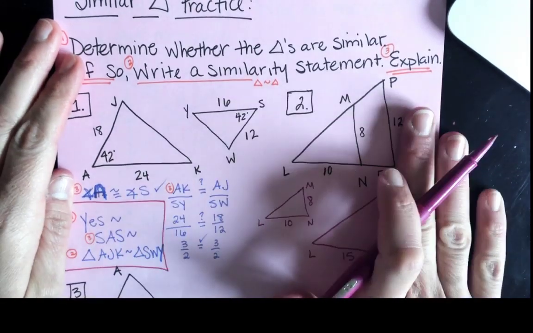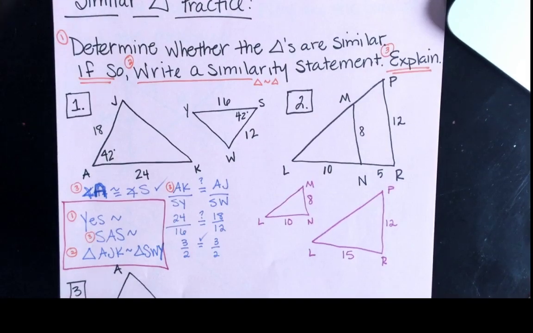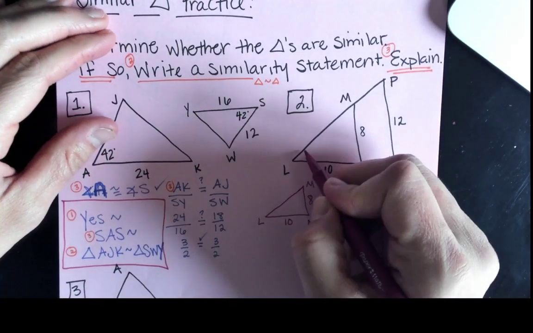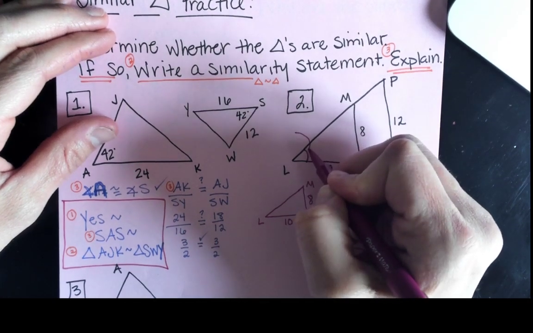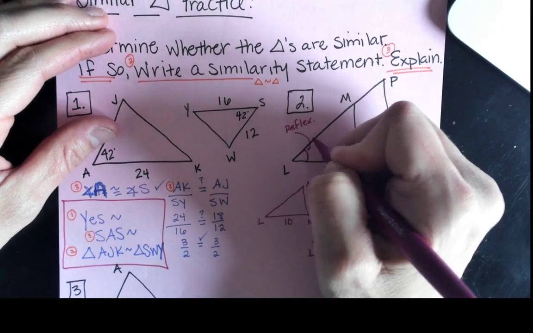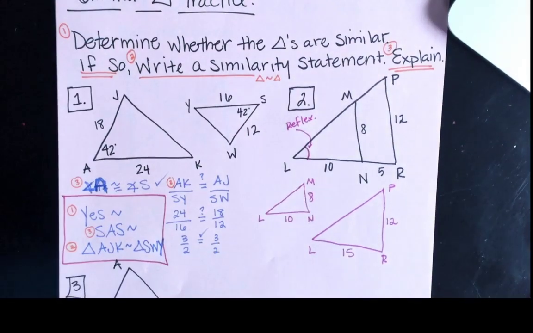There's no right angle in the problem. It does look like there might be one down here, but we don't have the tick mark. I am going to tell you this angle right here is a reflexive angle. Normally we look at reflexive sides.